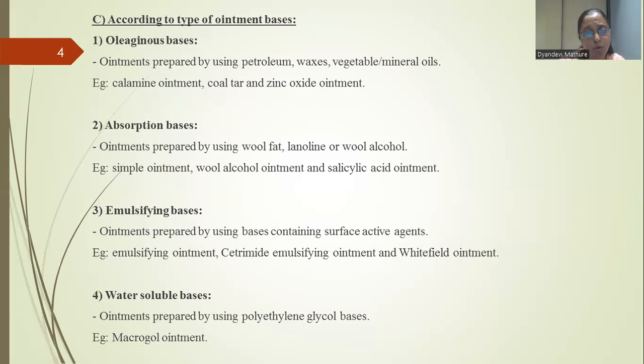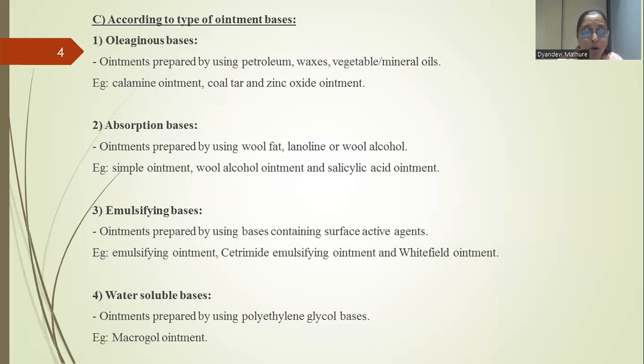Then emulsifying bases, so ointments prepared by using bases containing surface active agent. You all know that in the name of the emulsifying bases there is emulsifying. Now emulsifying means, say, emulsifying agent. So we know what emulsifying agents are: they are the surfactants, or surface active agents. So if we are using surface active agents, then those are classified as ointments with emulsifying base. The examples: emulsifying ointment, cetrimide emulsifying ointment, and Whitfield ointment. So these three types of ointments are prepared by use of emulsifying bases.